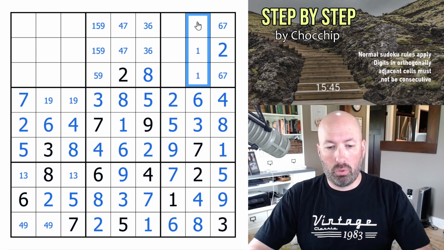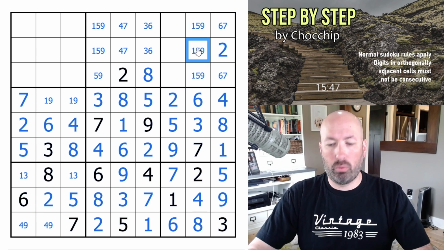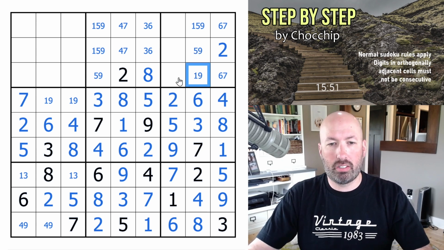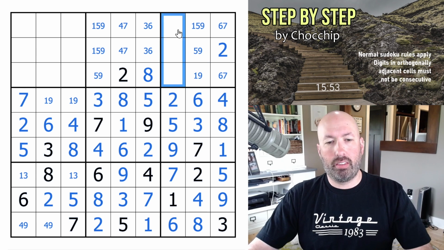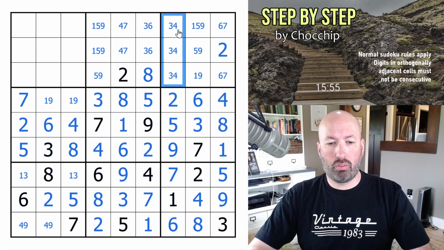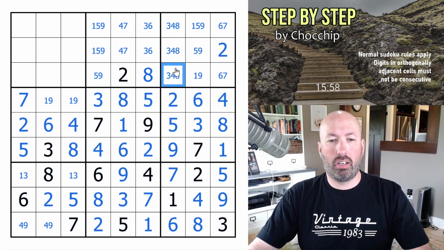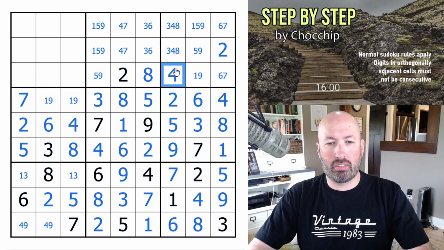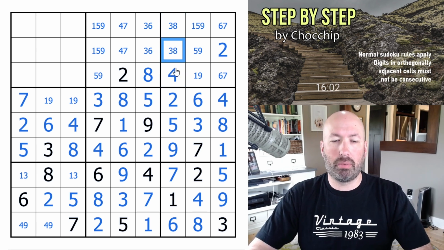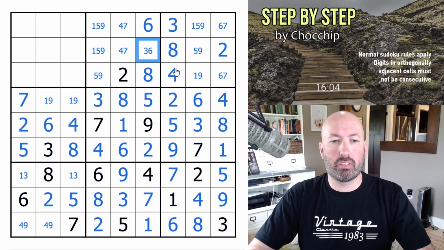These are 1, 5, and 9. The 1 can't be next to the 2. 5 can't be next to the 6. And these are 3, 4, and 8. 8 can't be there. 3 can't be next to the 2, so that's the 4. 4 can't be next to the 3. 8, 3, which gives us 6 and 3.